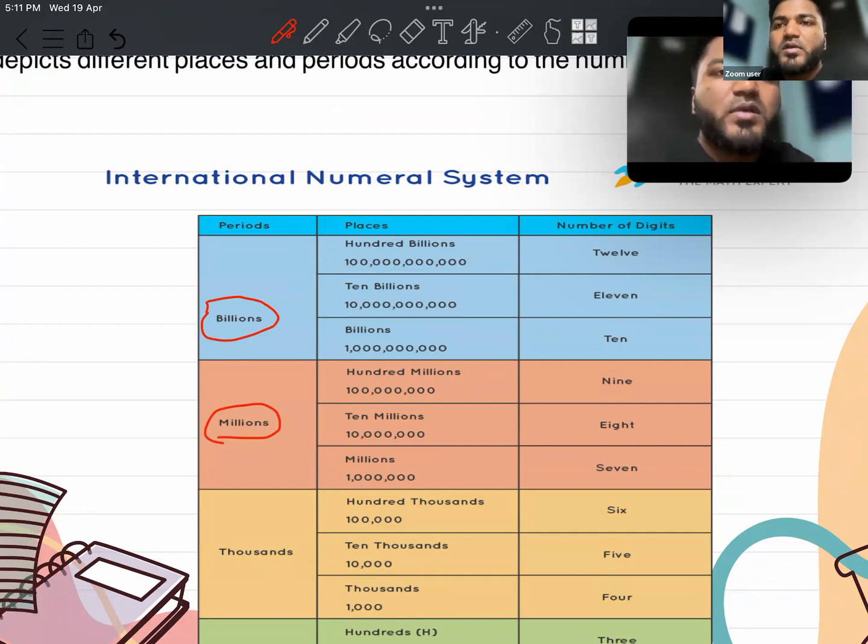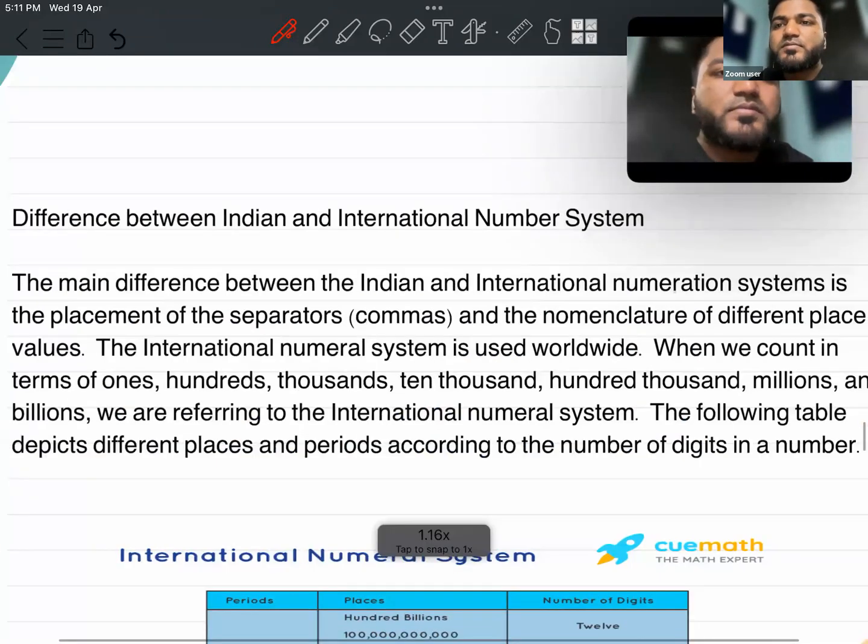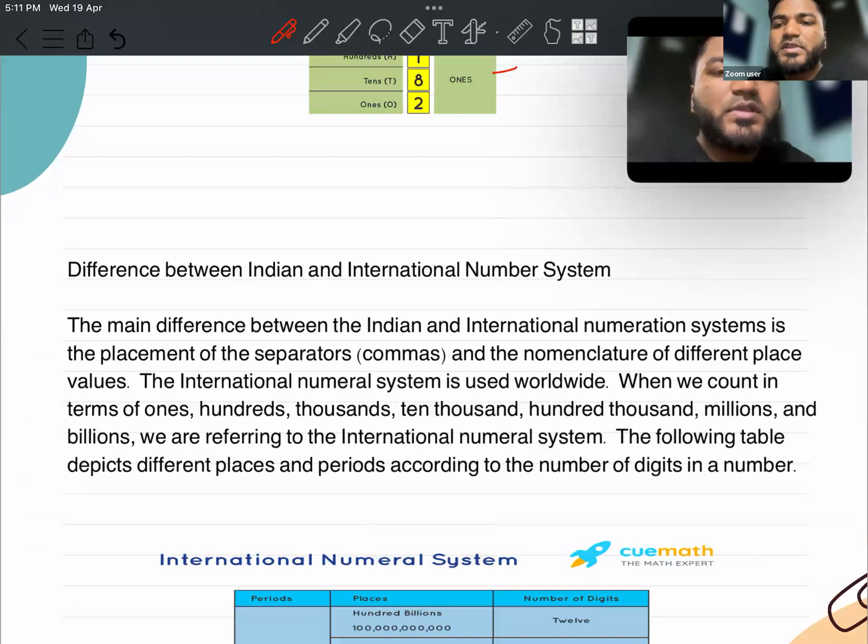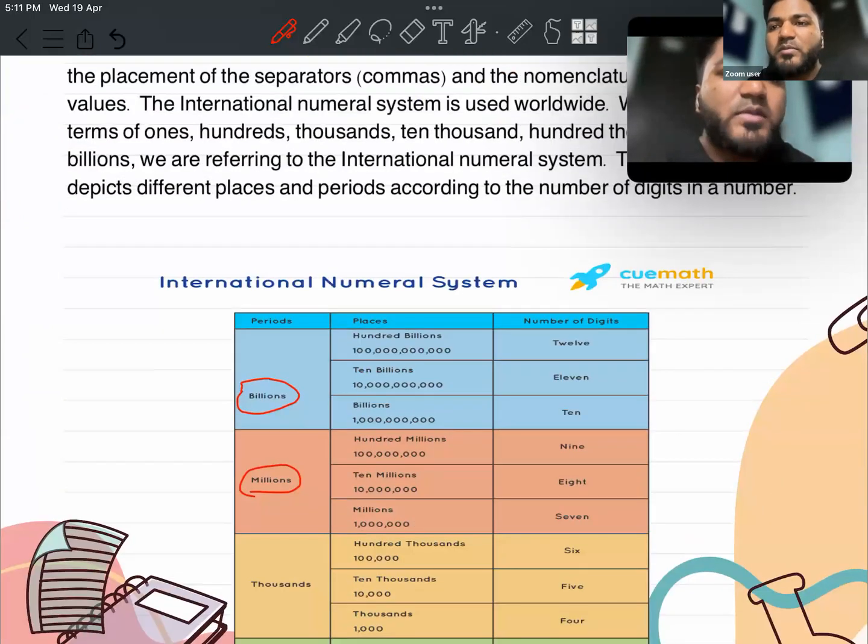One will be millions and the other will be billion, which you can see here. For us, our teacher just told us till million. You have to add billion as well. For us, the number of digits here is up to three, till million only, and billion our teacher didn't tell us.